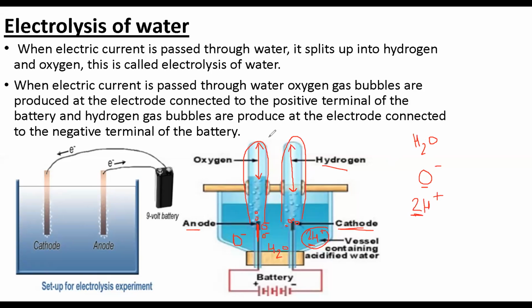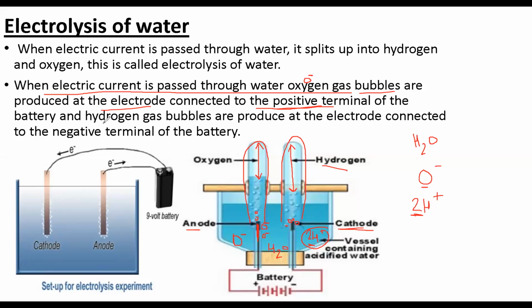So understood everyone? Now let us read it once. Okay. So it is given that when electric current is passed through the water, oxygen gas bubbles are produced at the electrode connected to positive terminal. Okay, so here you have to remember कि oxygen कैसा है? Oxygen forms a negative ion. So it will be attracted by a positive terminal, that is the anode.